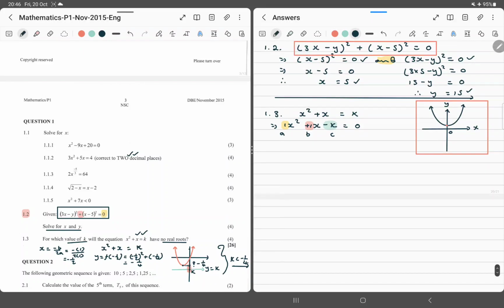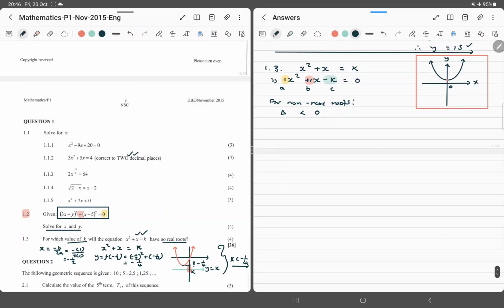Okay, so let's work it out now. What would be these values? For non-real roots, the discriminant must be less than 0, is it not? Because it means we can't solve. This implies that b squared minus 4ac must be less than 0, which implies, what is b? It's 1 squared minus 4 into 1 into minus k, less than 0.